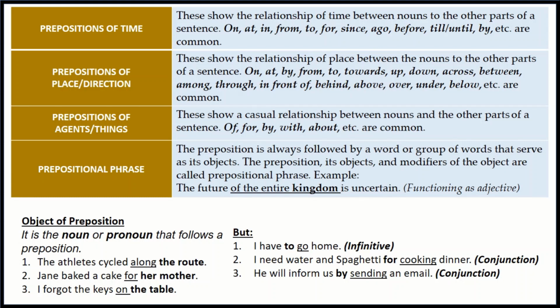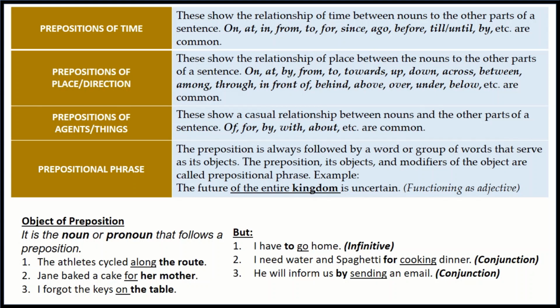Let me further clarify what object of preposition is. Basically, it is the noun or pronoun that follows a preposition. So over there, kingdom is an object of preposition. Further examples: the athletes cycled along the route. Along is a preposition. The route is the object of preposition. Jane baked a cake for her mother. For is a preposition. Her mother, object of preposition. I forgot the keys on the table. On is a preposition. The table, object of preposition.